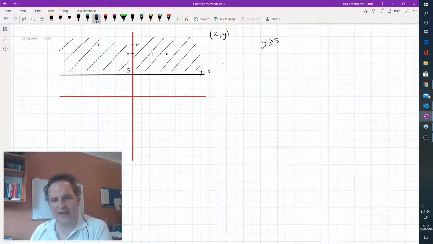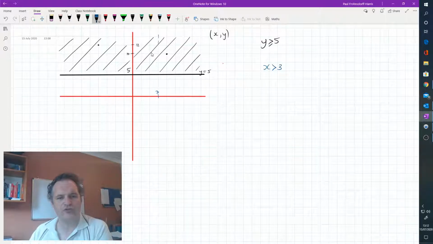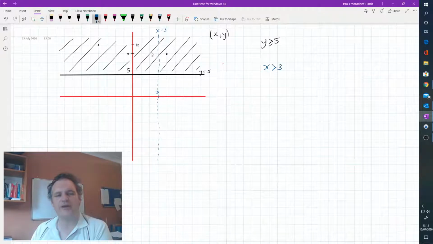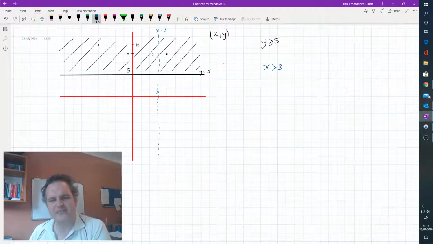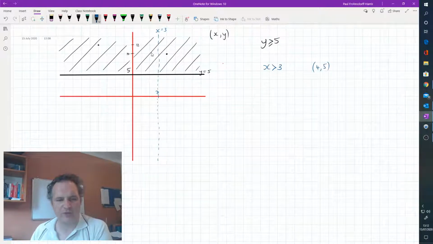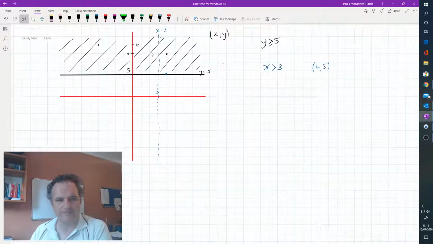And we'll do another one. In blue, we're going to do x is greater than 3. This time I'm going to put 3 here, and I'm going to do a dotted line because it's not or equal to. And it goes straight down like this. And that line is x equals 3. So all the places where x is bigger than 3. Thinking about the coordinates, something like (4, 5), we can go to (4, 5), and it would be here. So this side of the line must be greater than.